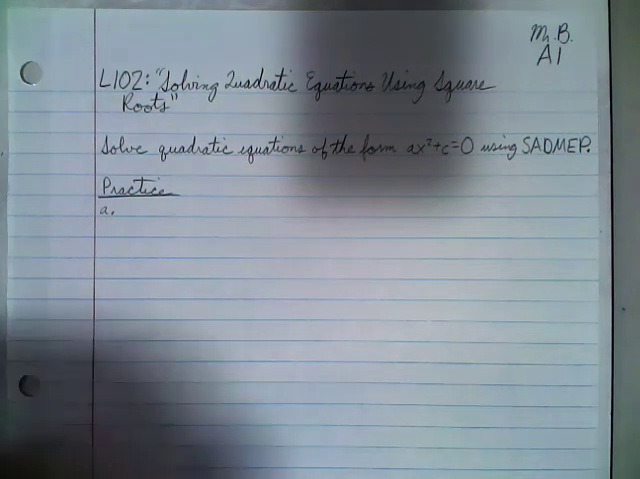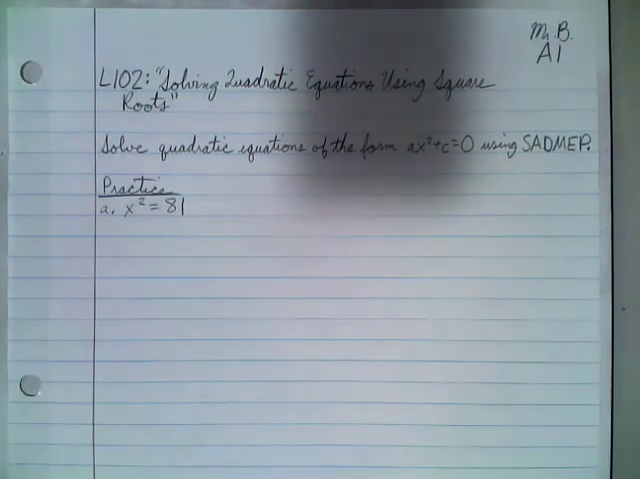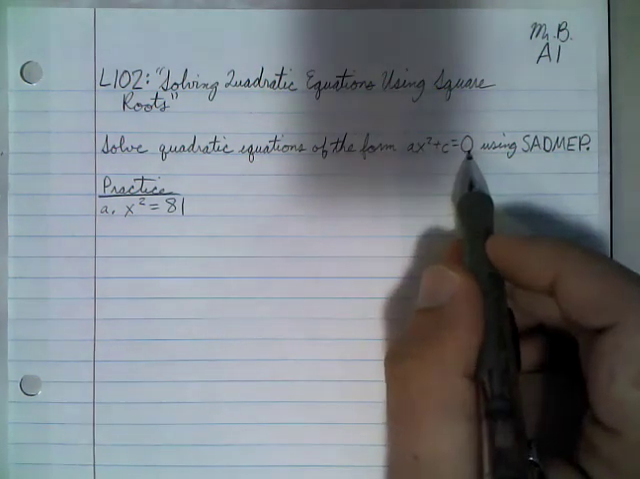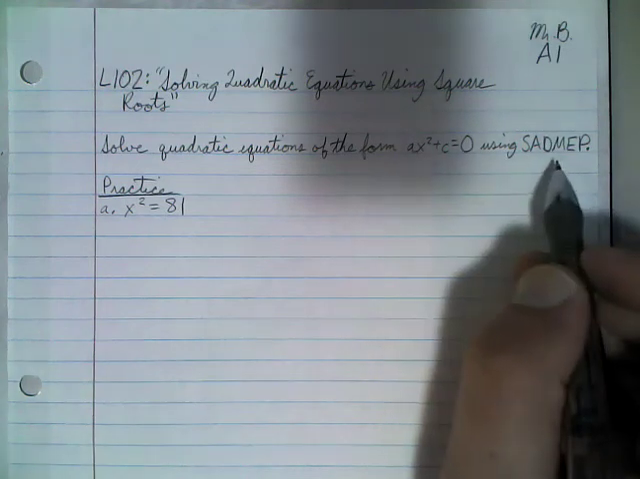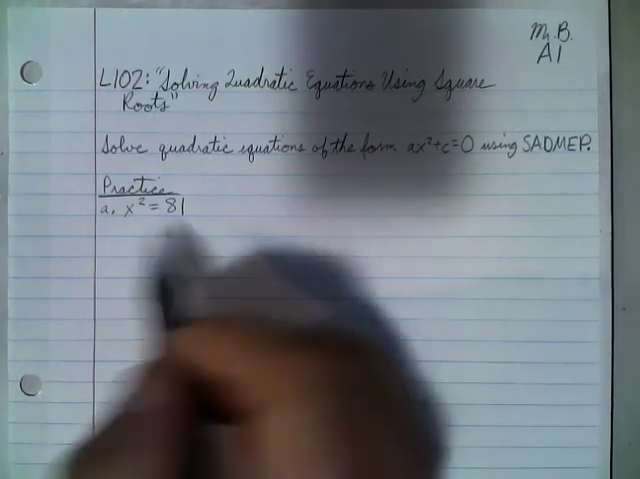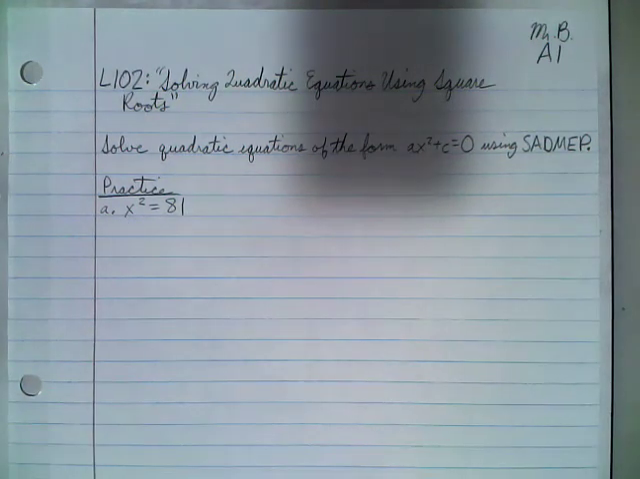So for letter A, I have x squared equals 81. Now, unlike before, there's no reason that we need to set this equal to 0, because remember, we're really just going to let SADMAP kick in here. So I want to get x isolated. I want to get it all by itself. So the 81 being on the other side of the equal sign is just perfect for me.